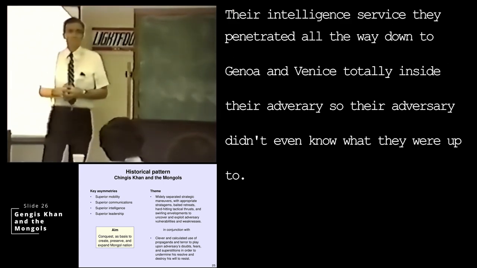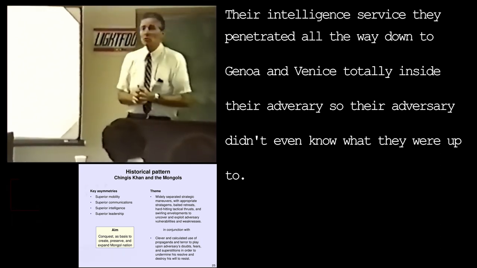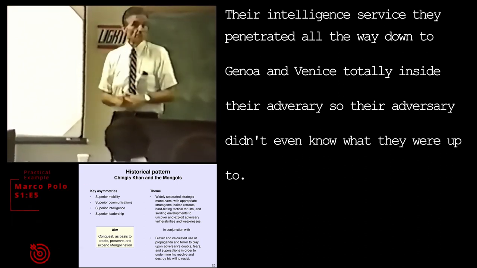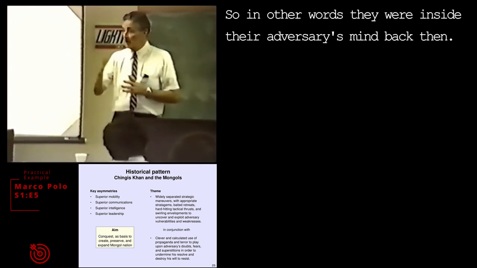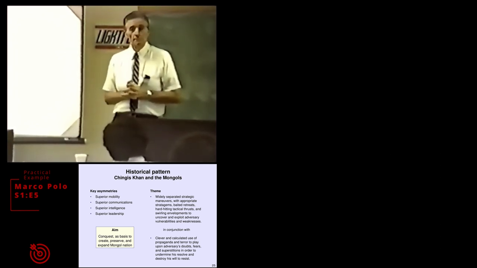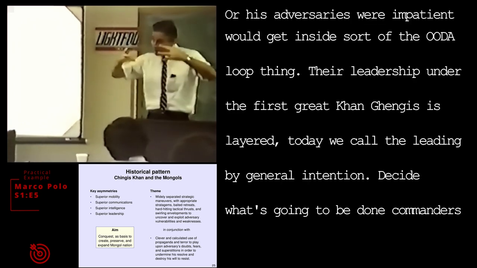Their intelligence service. They penetrated all the way down to Genoa and Venice, totally inside their adversary's system. Their adversary didn't know what they were up to. In other words, they were inside their adversary's mind, or the adversary's orientation, which you can get an inside view of.